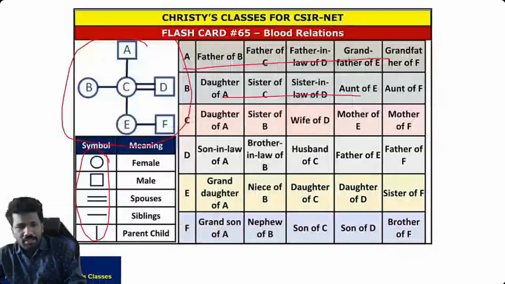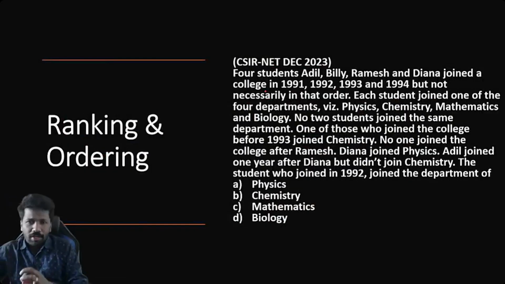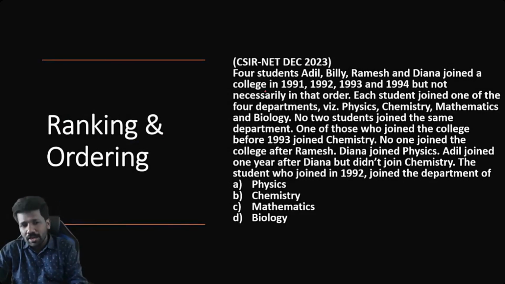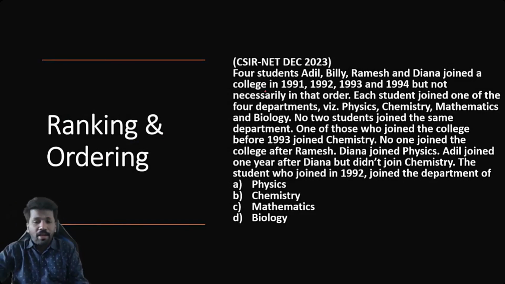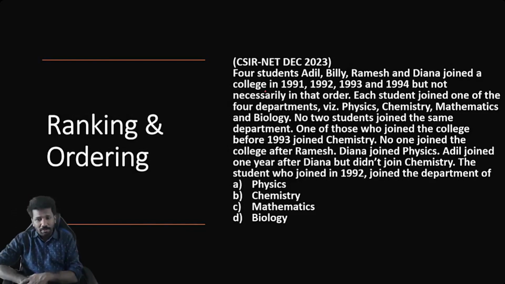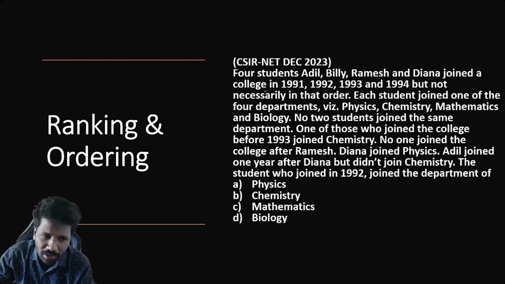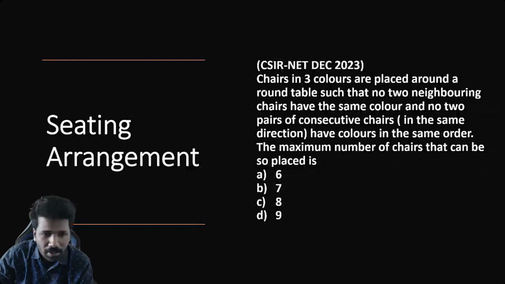Next topic is ranking and ordering. December 2023 में हर पेपर में minimum 1 question था ranking and ordering का. Ranking and ordering में different type का question है. Position test question है, sequential ordering question है. ये sequential ordering का example है ये question. This is a sequential ordering type of problem. Again, what are the differences between sequential ordering, ranking, position test? We will discuss in the particular chapter.